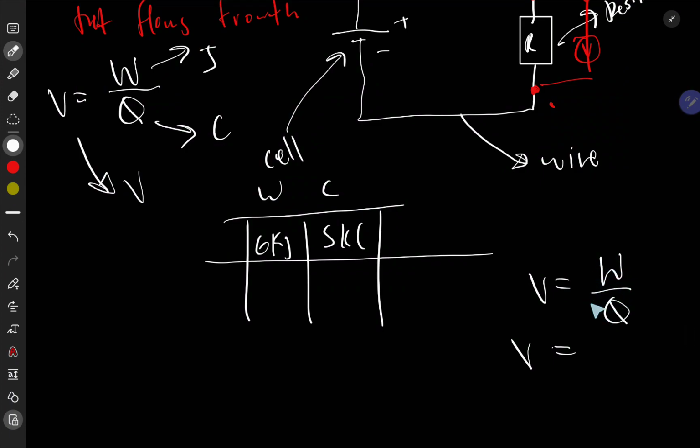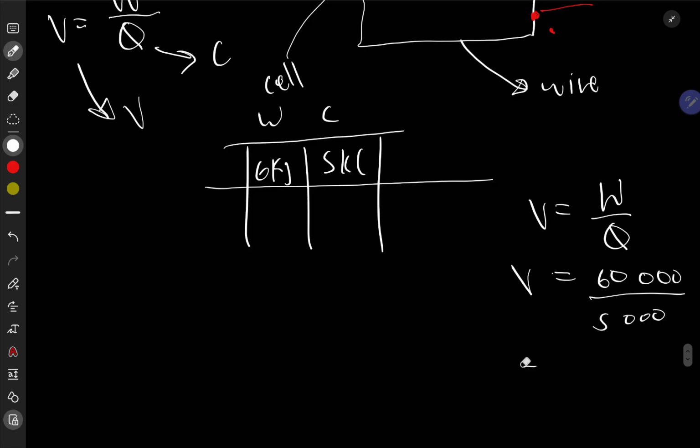So your energy will be 60 kilojoules. Kilo is 1,000, so you just multiply by 1,000, which gives it three zeros, all over 5 kilocoulombs, so 5 with three zeros. If you do that on your calculator, you'll get an answer of 12 volts, which is a very normal number that you see on your adapters in your normal use of electricity.